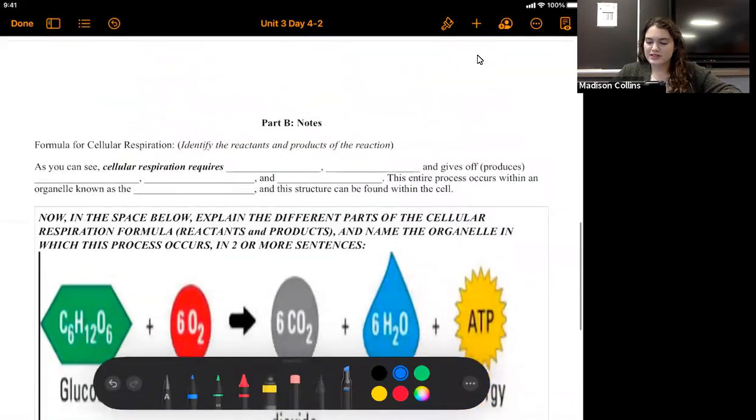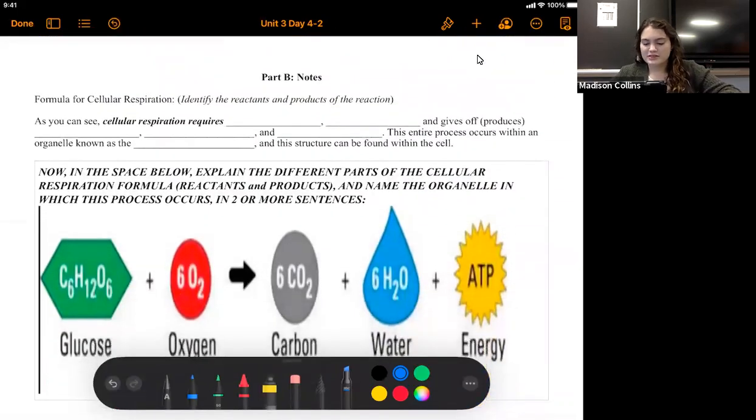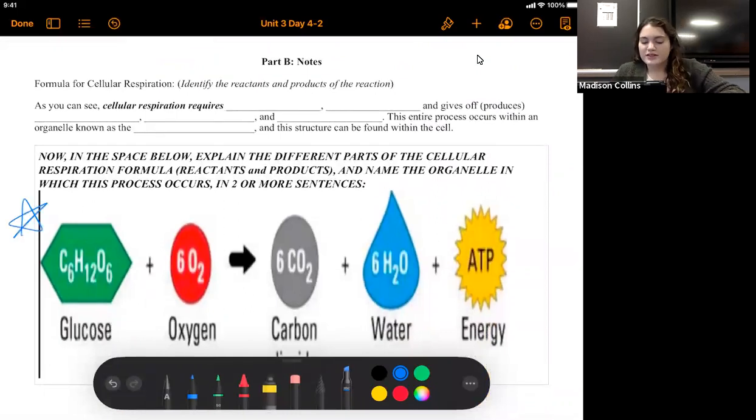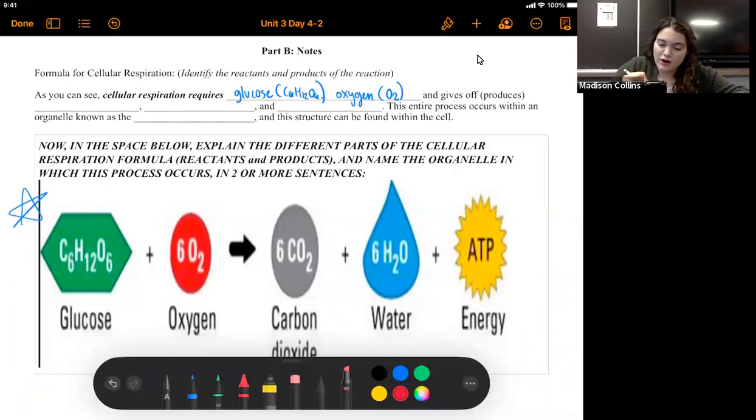All right, moving on to the next page. The formula for cellular respiration. You can use this right here. So as you can see, cellular respiration requires 2 things. It requires glucose, which is C6H12O6, and oxygen, O2, and it gives off or produces 3 things. So the 3 products that it's going to produce are carbon dioxide, or CO2, water, H2O, and finally, the star of the show, ATP, energy.